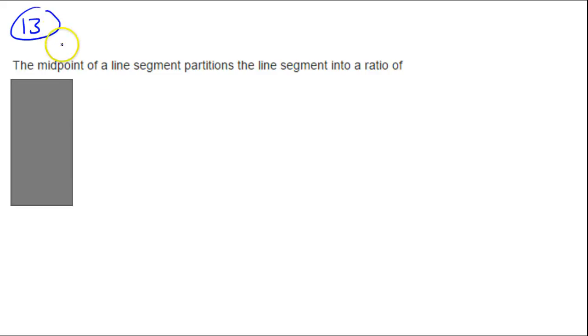All right, number 11 was the exact same thing as like 3 previous problems, so I decided to skip it. There's no point in doing another problem that was just exactly the same thing. But number 13 is a little bit different, so let's talk about that.